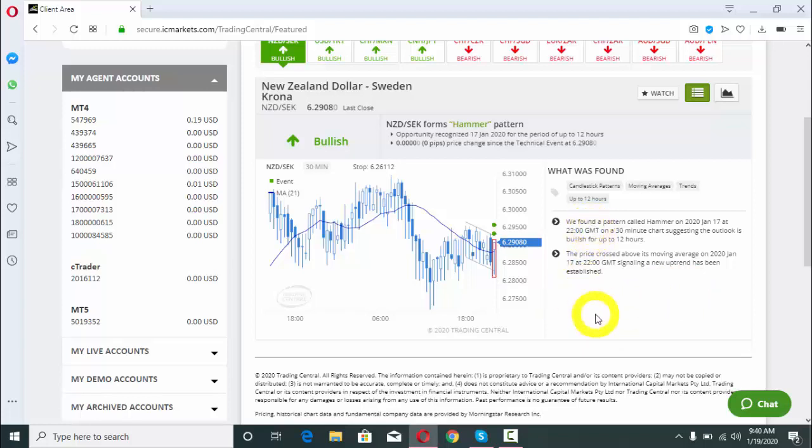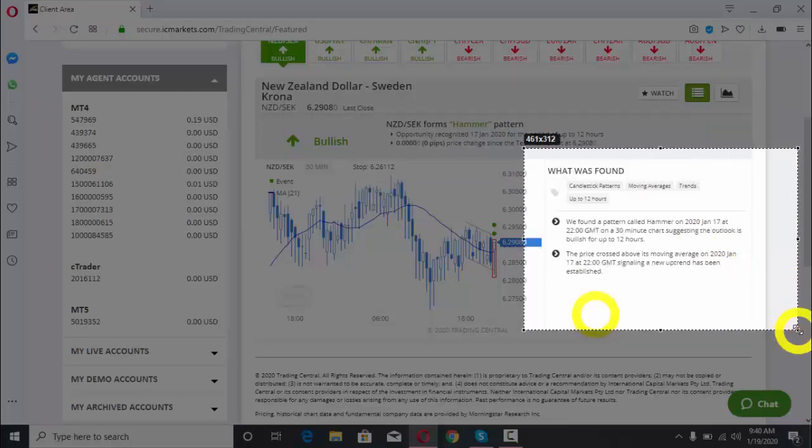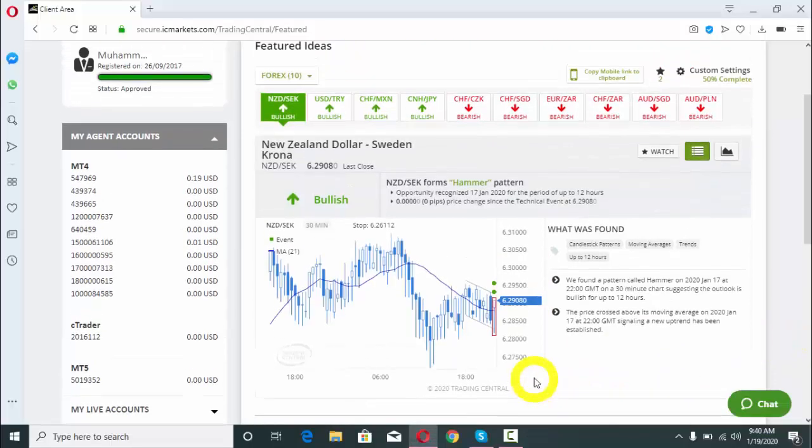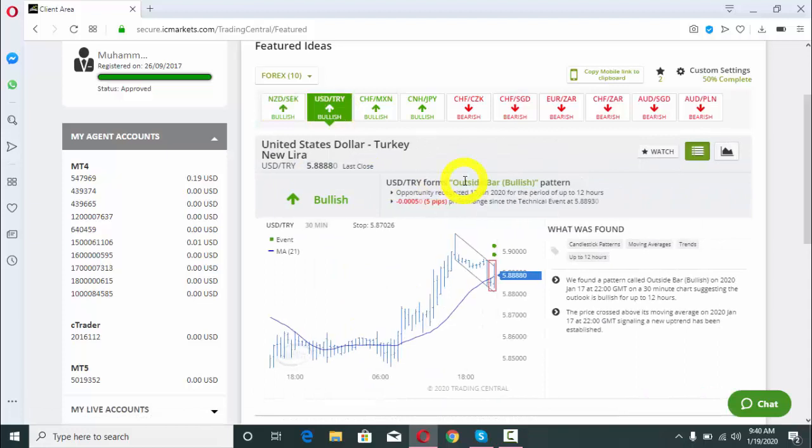Now these are the two things which we are going to learn from them. First one is this one and second one is this one, right? So basically the purpose here is that a new bullish trend has been found and this pair will go to the upward side. Now we will also see United States dollar and Turkish new lira. What we find here is a pattern called outside bar bullish, and still they are saying that this pair needs to go to the upward side as well.